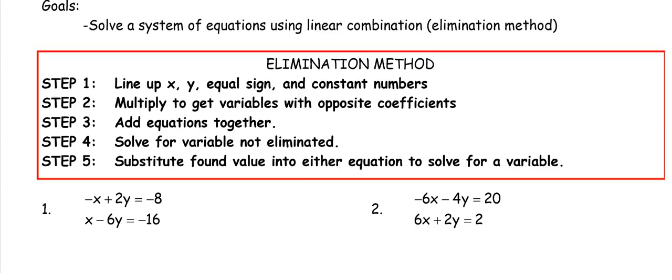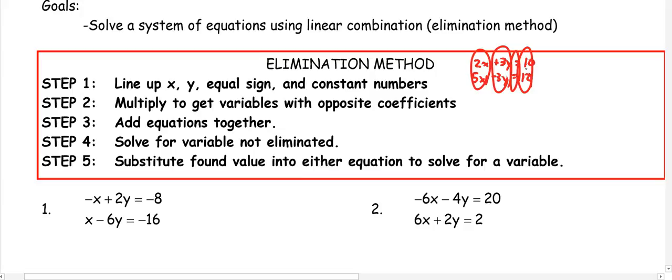This video is about solving a system of equations using linear combination, which we're going to call the elimination method. In the elimination method, we need to make sure that our x, y, equal sign, and constant numbers are lined up. For example, we would have 2x plus 3y equals 10, and 5x minus 3y equals 12. Notice that we have the x's lined up together, the y's lined up together, the equal sign, and the numbers.